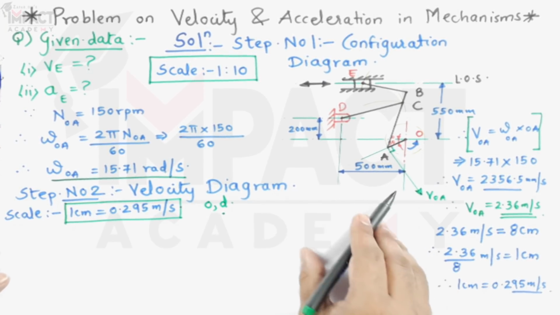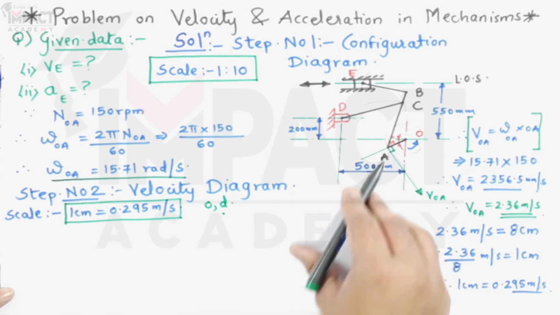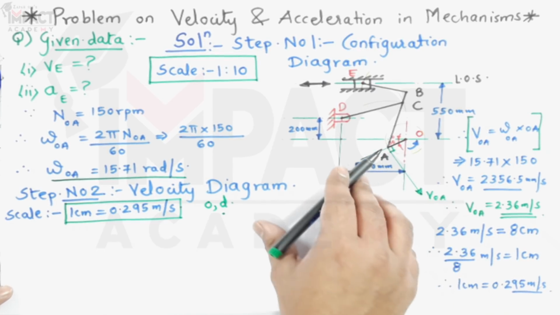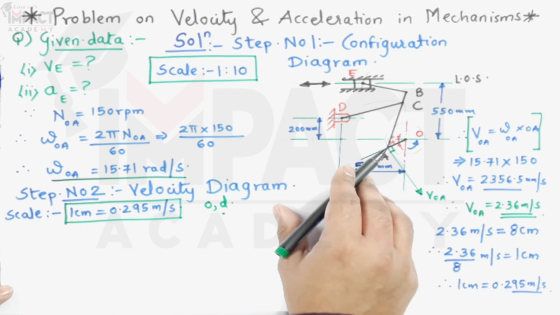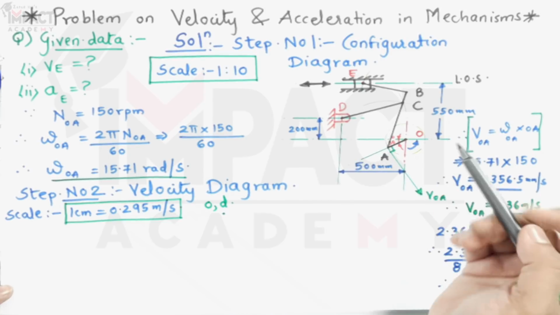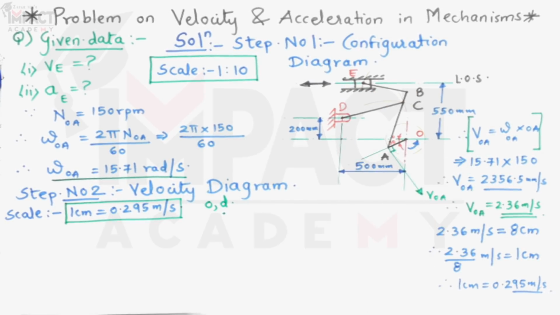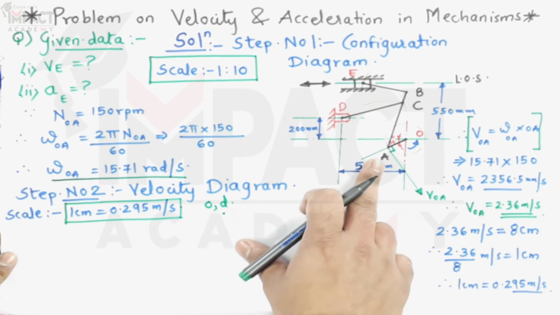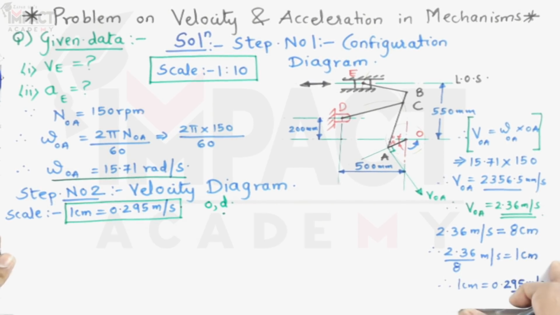Now this vector VOA is representing the velocity of point A with respect to point O, or in short the velocity of link OA, and it is perpendicular to the link. Since it is rotating in an anti-clockwise sense, therefore the velocity vector is towards this side. If it would have been clockwise rotation, then the velocity vector would have been onto the opposite side. So here is the direction of the velocity vector, and at the same time we know this velocity is 2.36 meter per second, which I would be taking as 8 centimeter.